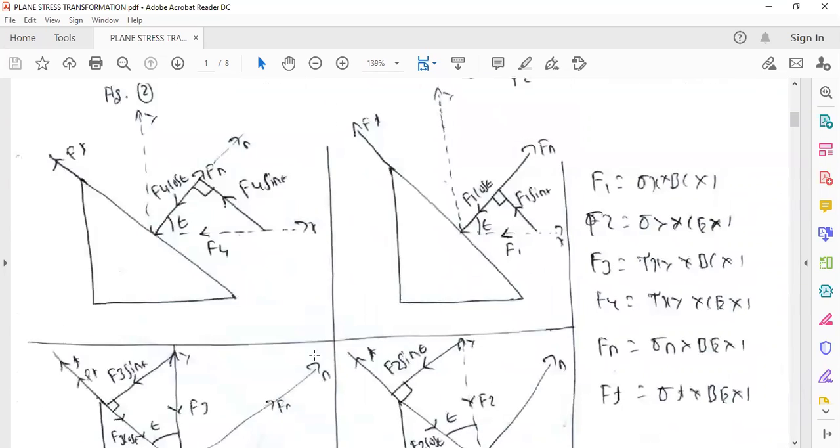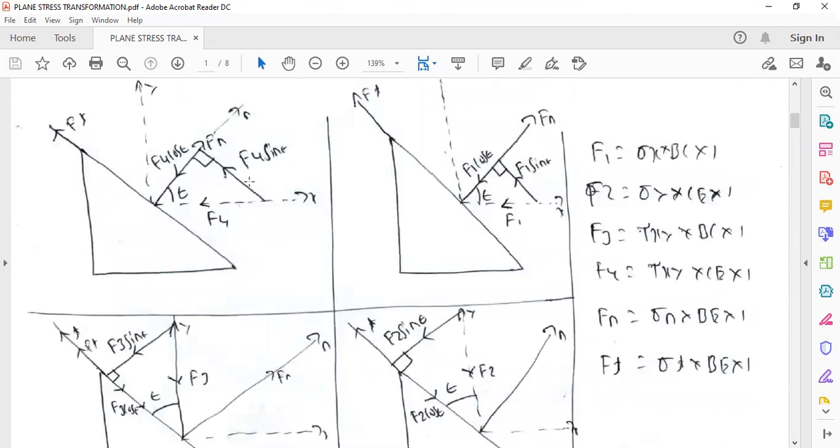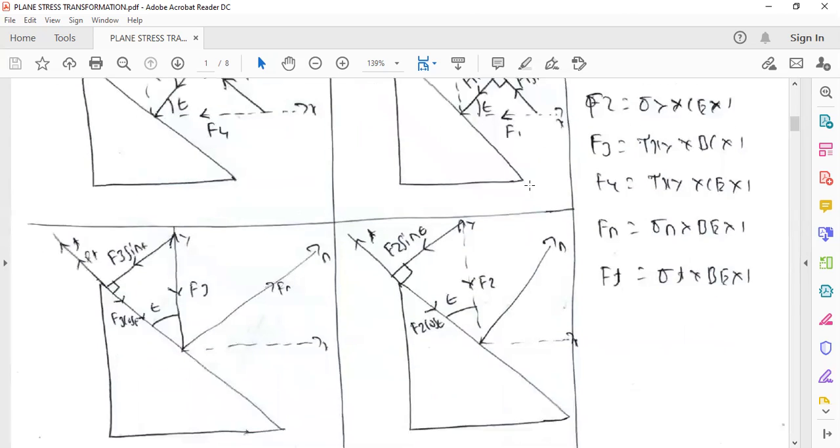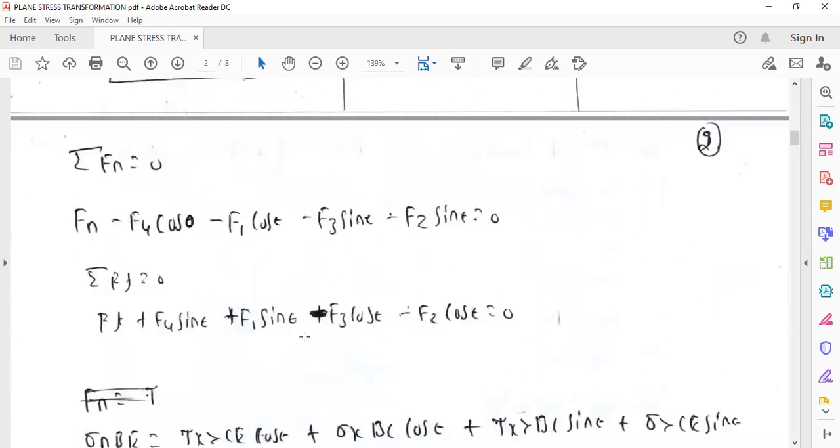Similarly, the tangential force: Ft plus F4 sin theta plus F1 sin theta minus F3 cos theta minus F2 cos theta, plus F4 sin theta plus F1 sin theta minus F3 cos theta minus F2 cos theta is equal to 0.